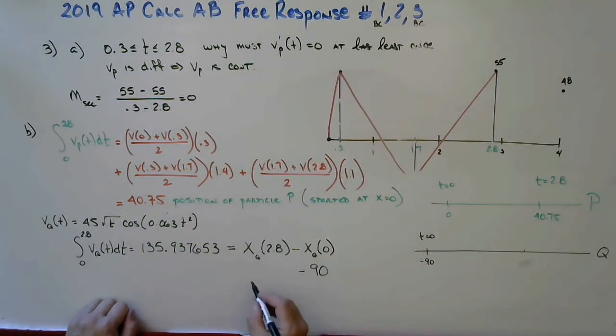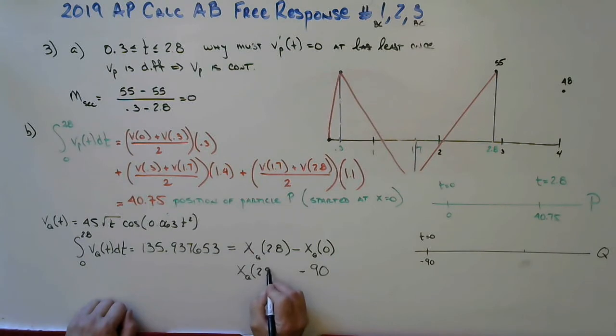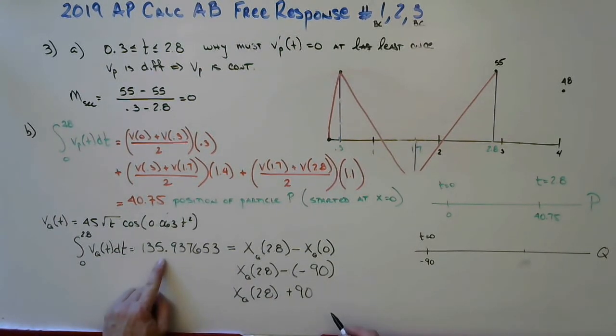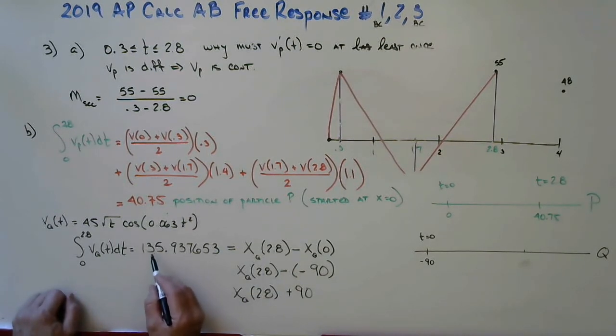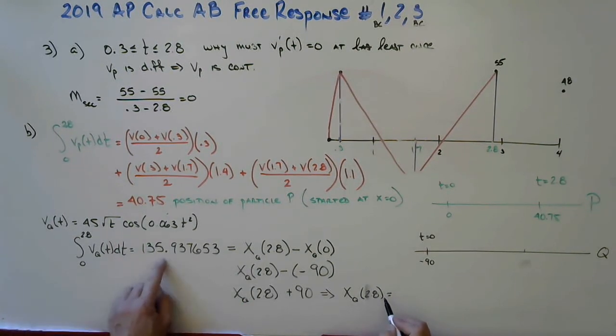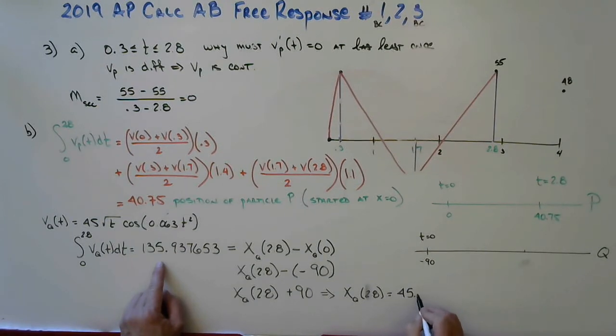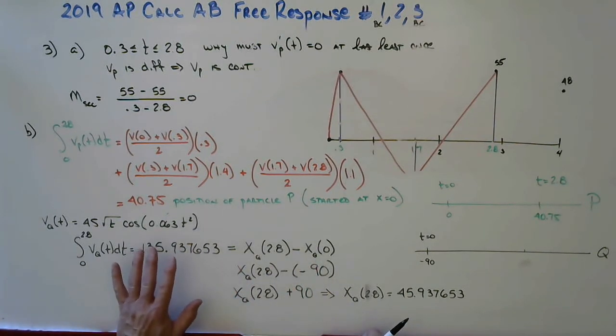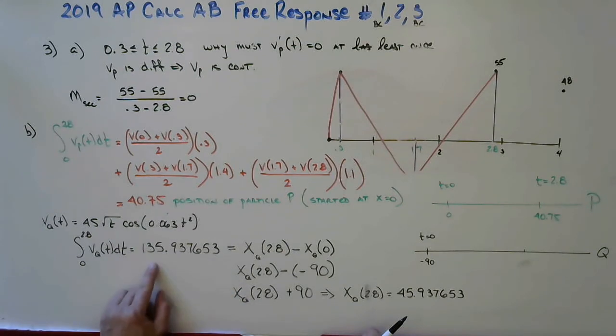So we have the position at time 2.8 minus negative 90. So that's the position at time 2.8 plus 90 equals this. We bring the 90 to the other side and subtract, and we get the position at time 2.8 is equal to this minus 90, so that's going to be 45.937653. So we used the fundamental theorem of calculus here. We integrated the velocity and got position. We've done that many times. We move the 90, two negatives make a positive, we move the 90 over here and we get this.